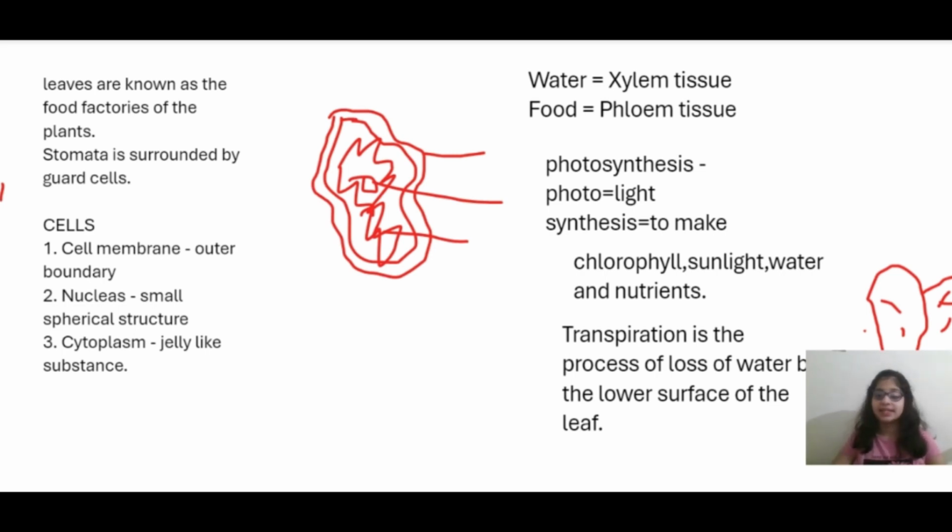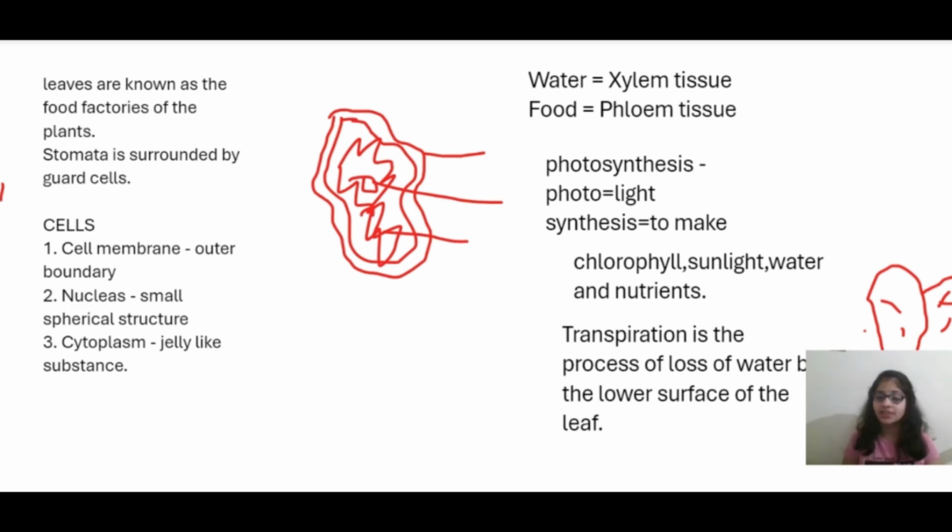Now, let's go through the meaning of cells. First of all, what is a cell? Cell is a structural and functional unit of an organism. The cell contains mainly three parts, which is cell membrane. Cell membrane is the outer boundary of the cell, and second one is nucleus. Nucleus is a small spherical structure which is present in between that.